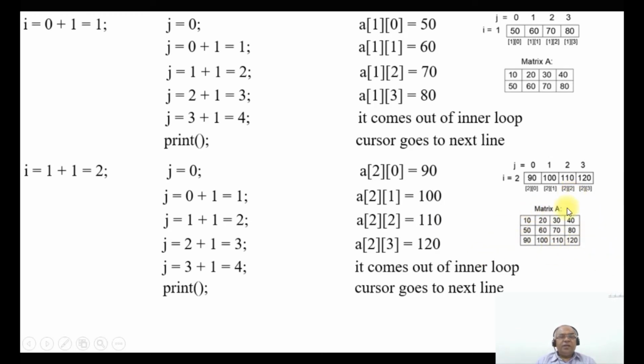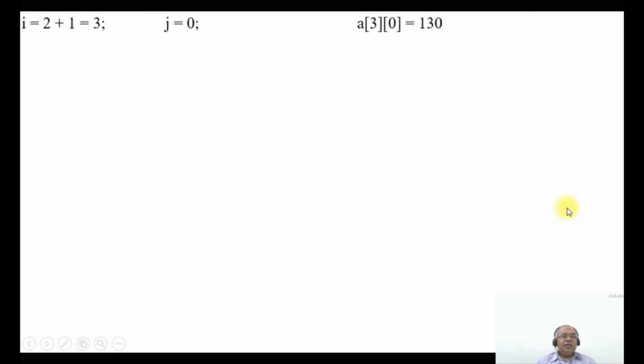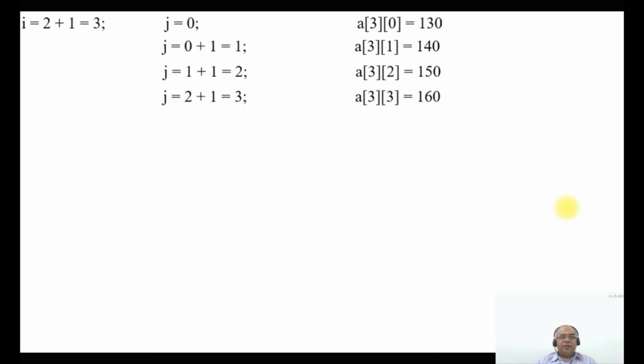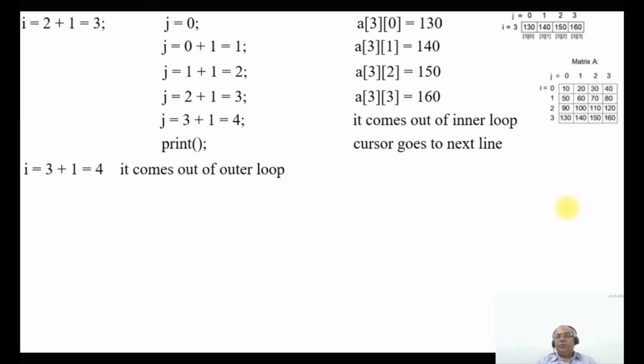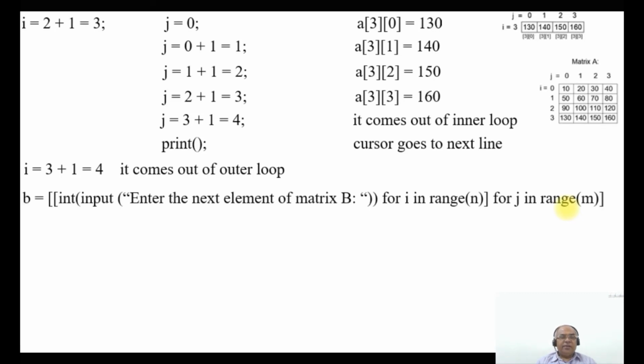You can see here. Similarly, when you go to I is equal to 2 plus 1, that is 3, J is equal to 0, it is 130. Then A31 is 140, A32 is 150, and A33 is 160. And 3 plus 1, it comes out of the inner loop, and print moves the cursor to the next line. And I will be 3 plus 1, it becomes 4. It comes out of the outer loop also. Then finally, you get the matrix A.